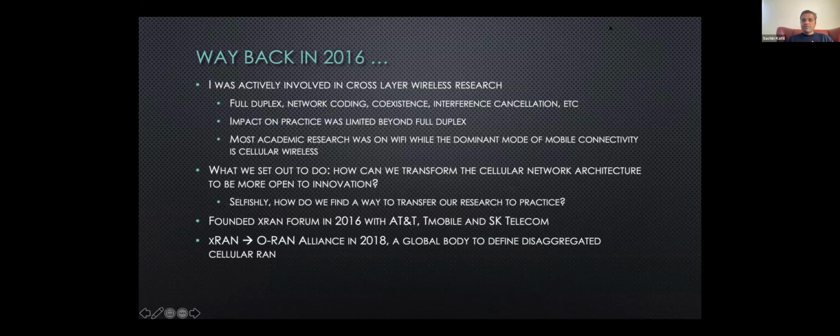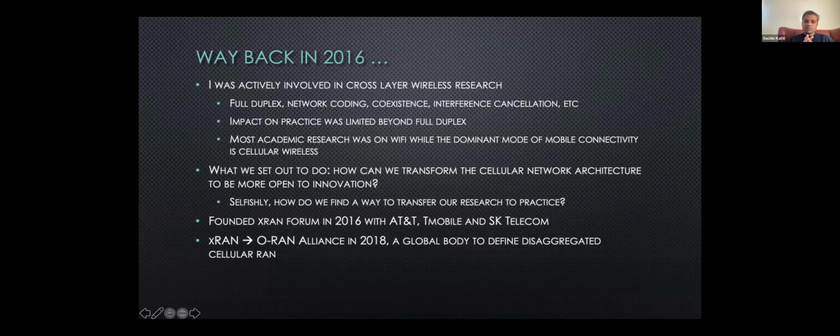So what we really set out to do at that time was figure out how we can make it possible for innovative academic research like this to transfer to practice without the enormous burden of building something, prototyping something that actually implements the entire architecture. It's extremely hard for a small research team to do that. So how do we transform these deployed cellular networks to be more open to innovation? And that's the story behind ORAN actually.